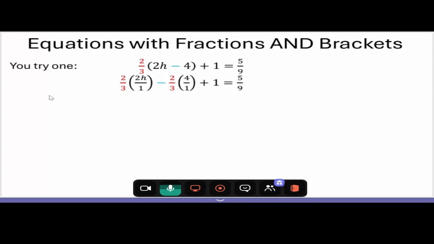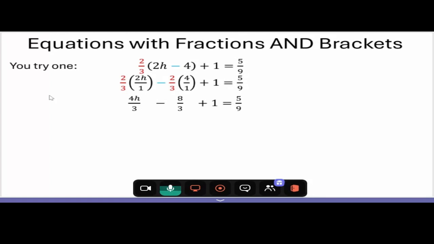The tops multiply, so 2 times 2 times h. 2 times 2 is 4, so that's 4h. The bottom is 3 times 1. 2 times 4 on the top, 3 times 1 on the bottom, 8 over 3. And the rest stays the same. Okay, so now I've dealt with the brackets.